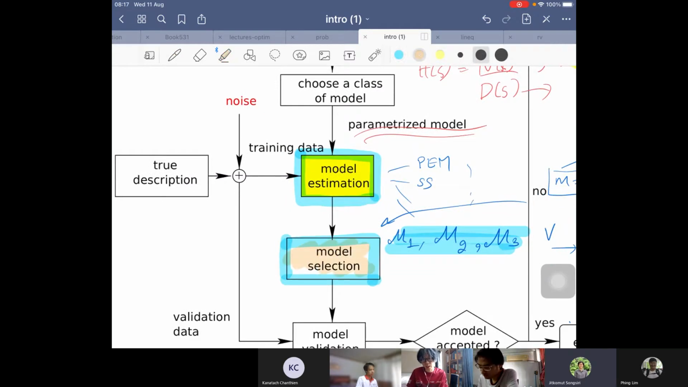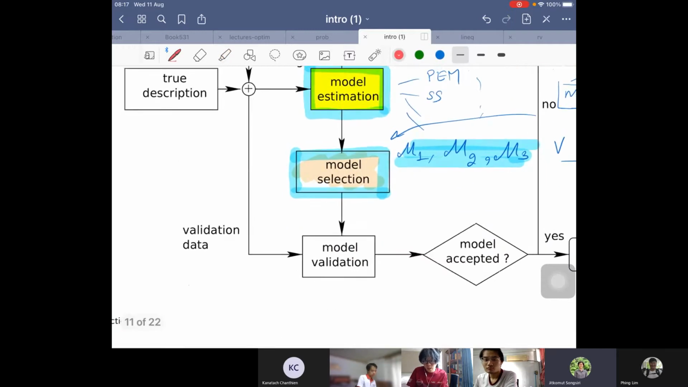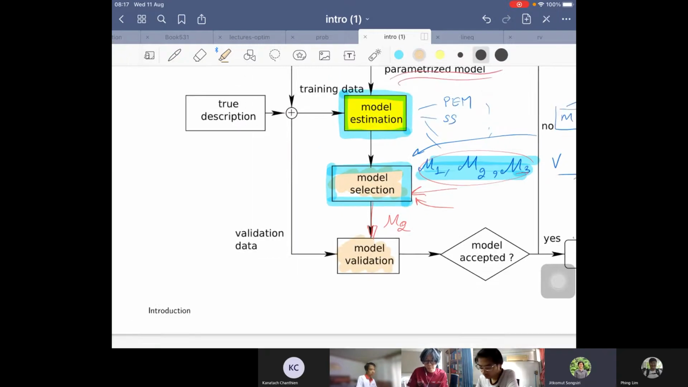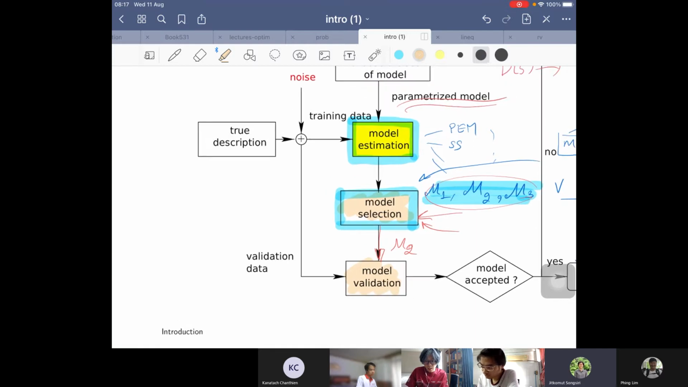That's why we're going to talk about the next important step in system identification, called model selection. This process is not concerned only with model quality, but also takes into account the complexity of the model. So in this step you have a list of models, and then you make a selection. Oh, I'm going to choose M2. We're going to talk about the criterion used in the model selection step. Once you have finalized the model, then we're going to validate the model.